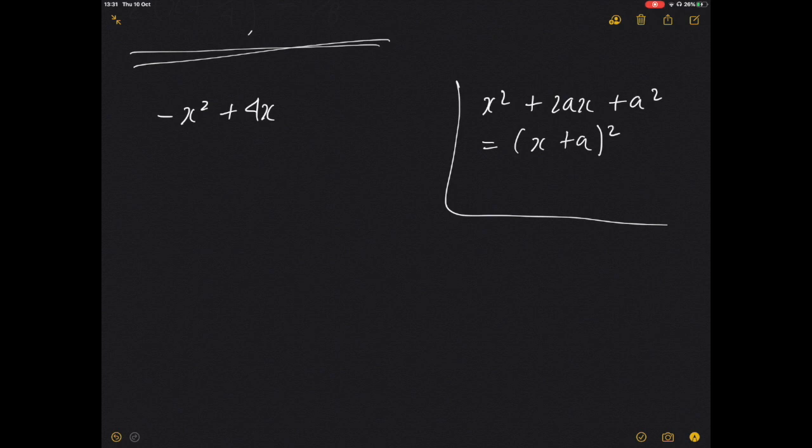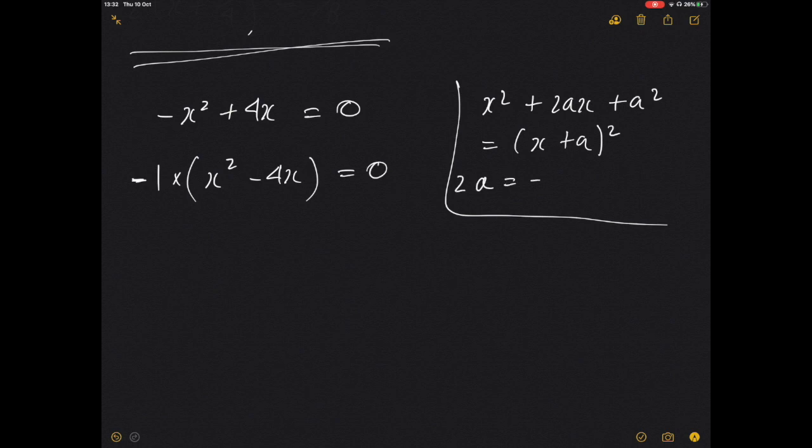Okay, so I'm going to say that equals 0, and what I'm going to do, first of all, is take a negative 1 out of here. I'm going to put some big brackets, and I'm going to say that is x, so negative 1 times negative x equals x squared, and then we're going to do the same for here, negative 1 times 4, which is negative 4x, okay, and that equals 0. So we want to find our a here, so 2a equals negative 4, so a equals negative 2.